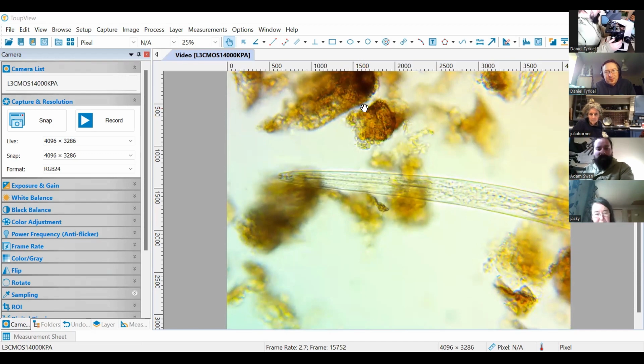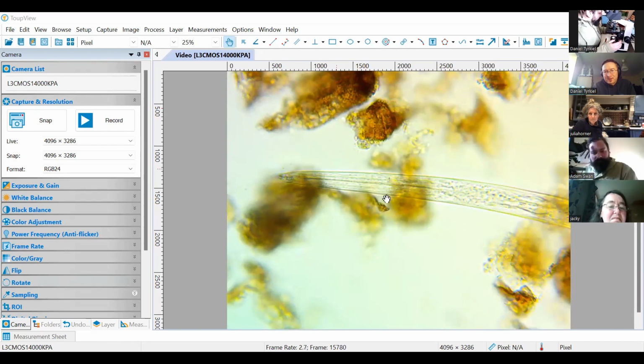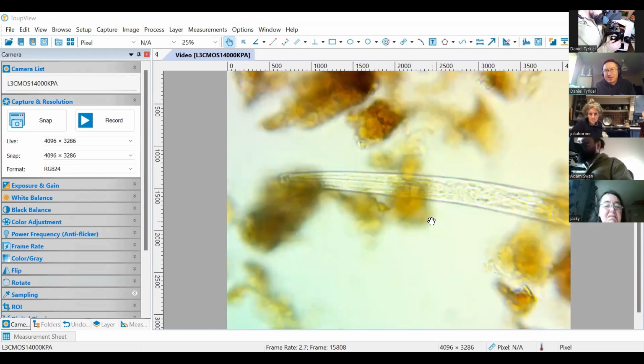So what I can see here, you can see both the median bulb and terminal bulb. Is that correct, Adam? Is that what you see? Yeah, it looks a bit different to the ones we usually look at, but definitely a medium bulb and a terminal bulb. So you can see that there's a line going in the middle. That's its digestive tract.